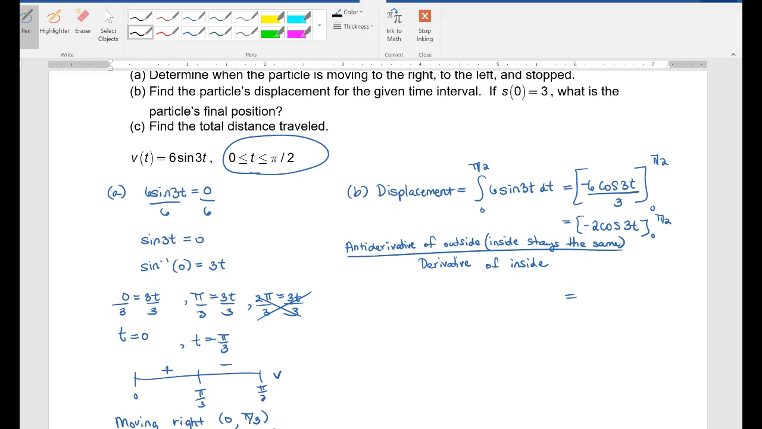And now what do we want to do? We want to plug in pi over 2, evaluate, and then plug in 0. What do we get? We get 3? No, I don't. You just get 3. Well, let's... So, if we plug in pi over 2, what's cosine of 3 pi over 2? It's 0. Thank you. It's 0.